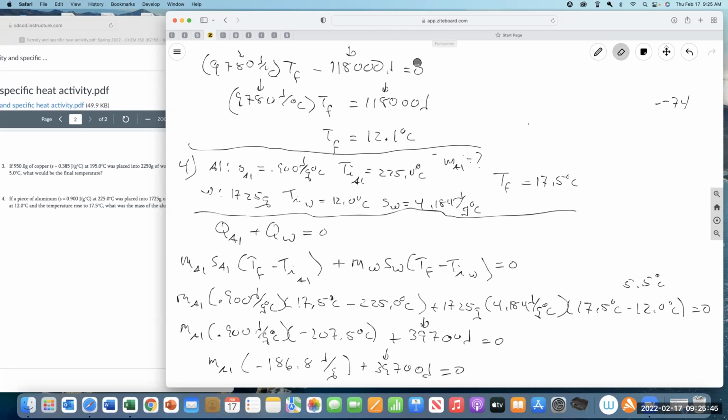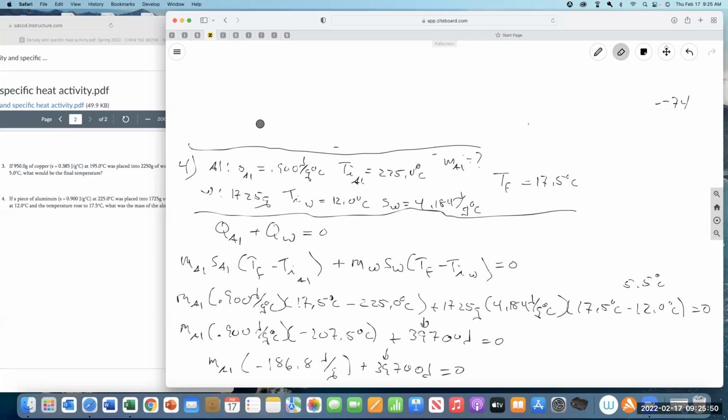And then finishing it off. Okay, I have mass of the aluminum times negative 186.8 joules per gram equals negative 39,700 joules, just moving it over. And then the mass of the aluminum would be 213.